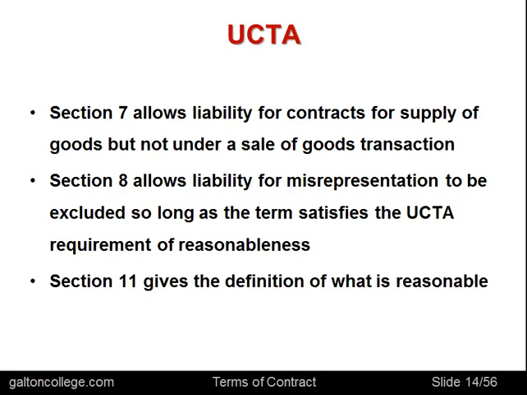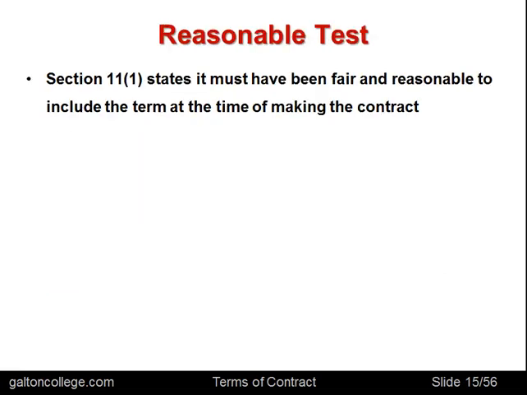Section 11 gives the definition of what is reasonable. So the law goes on to state what it considers to be reasonable. Well, the reasonableness test. Section 11.1 states it must have been fair and reasonable to include the term at the time of making the contract. In other words, there was no duress or no particular pressure put on one of the parties to accept a particular exclusion clause. So it was reasonable and fair at the time the contract was drawn up.